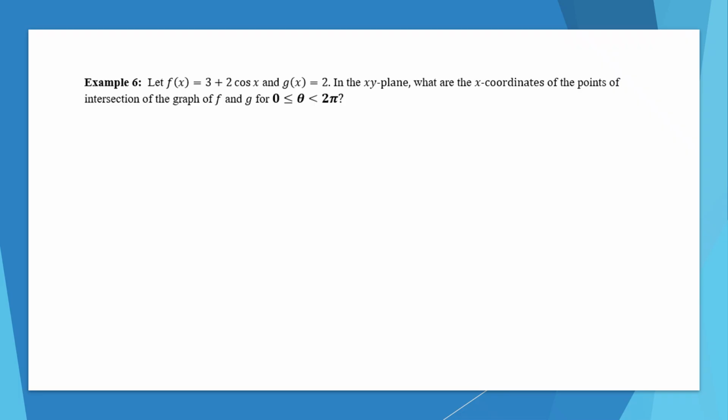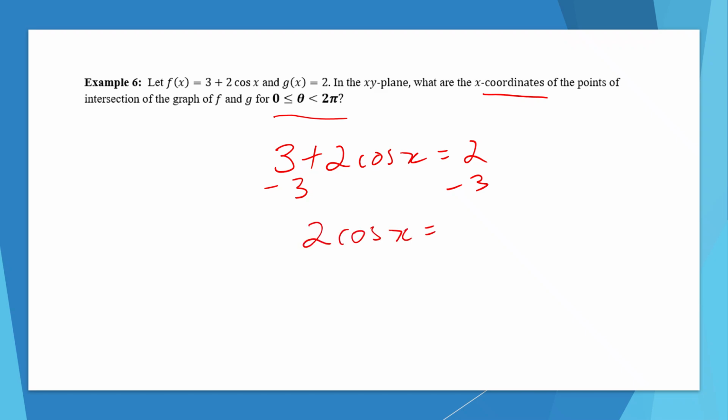All right, example number 6. Here we want to find the x coordinates of the points of intersection between 0 and 2 pi. This is just another question of solve for x. So here 3 plus 2 cosine x equals 2. I'm going to start by working from the outside in. So 2 cosine x equals -1. Divide both sides by 2. Cosine x equals -1/2.